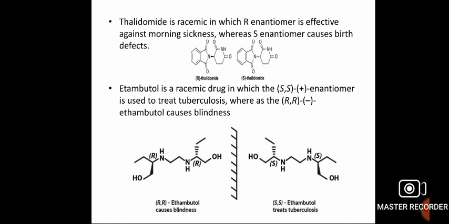About the enantiomers, enantiomers are the ones which are mirror images of each other, but they are not superimposable on each other. The example can be depicted with this chemical structure that is given here.